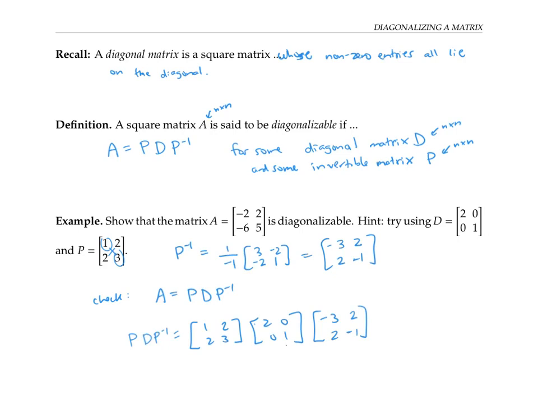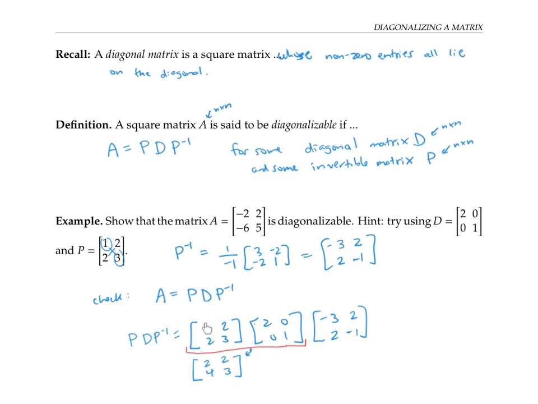Now, there's something interesting that happens when you multiply any matrix, in this case P, by a diagonal matrix, in this case D, with a diagonal matrix on the right. You end up just multiplying the columns of the first matrix by the corresponding diagonal entries. In other words, this is just the same as taking the column 1, 2 and multiplying it by 2 to get 2, 4, and then taking this column 2, 3 and multiplying it by 1 to get 2, 3 again. That's the output of that multiplication.